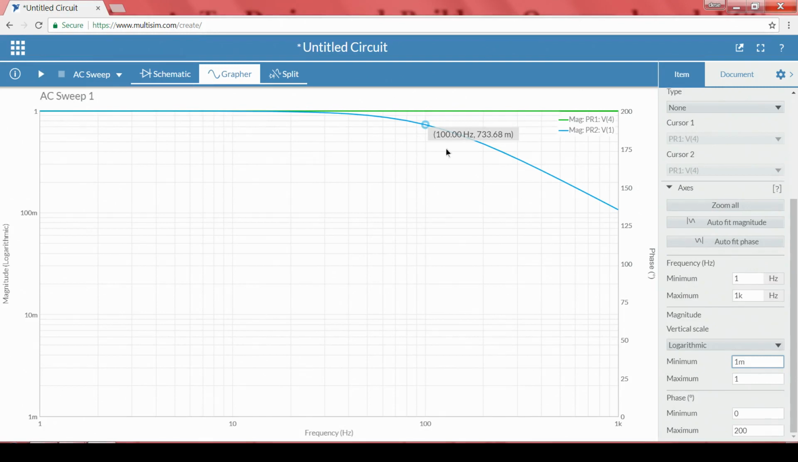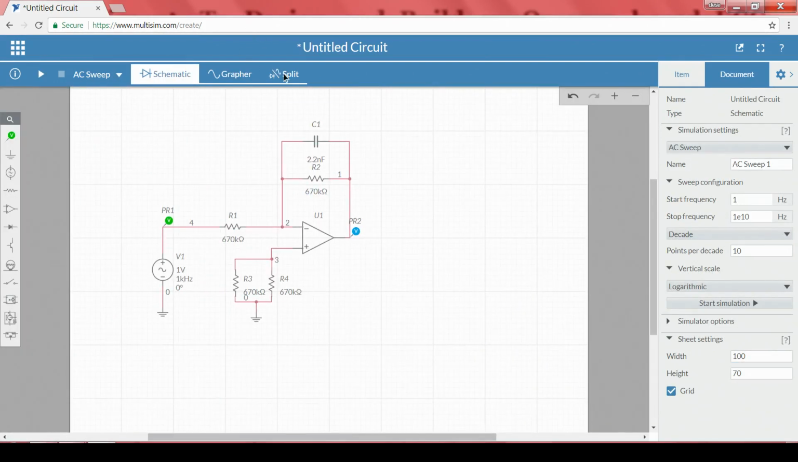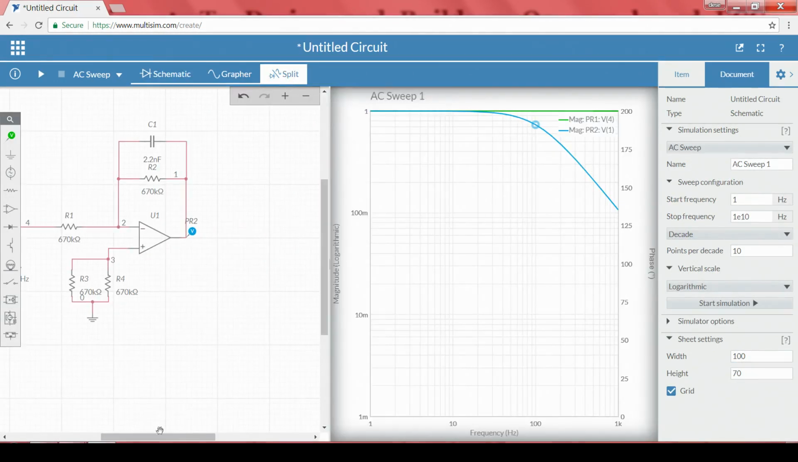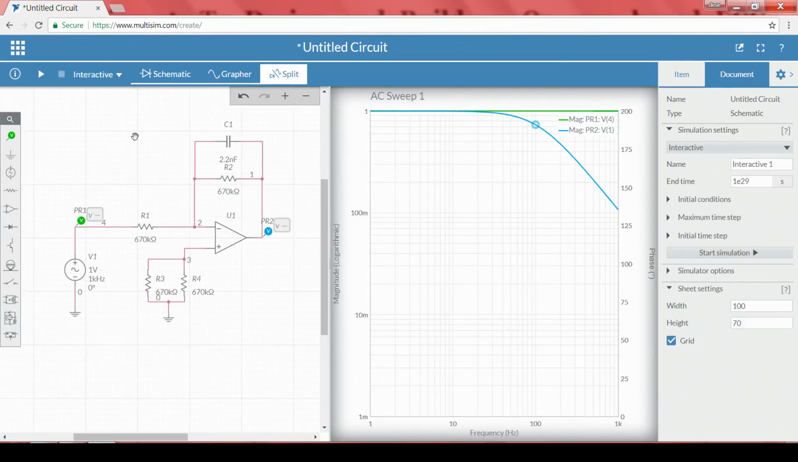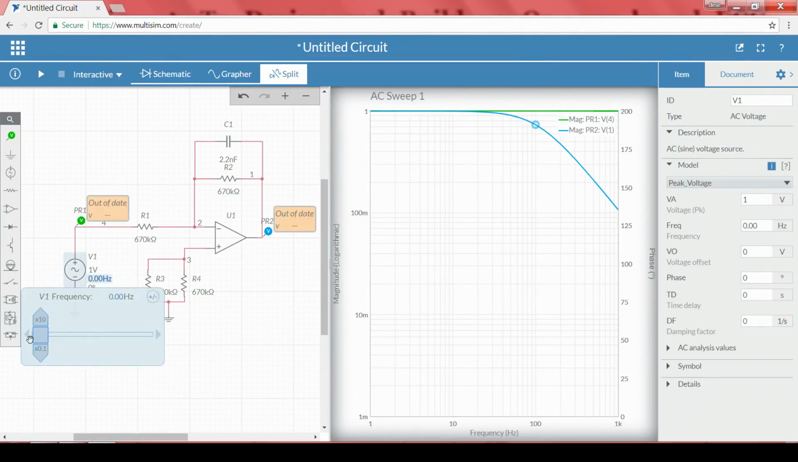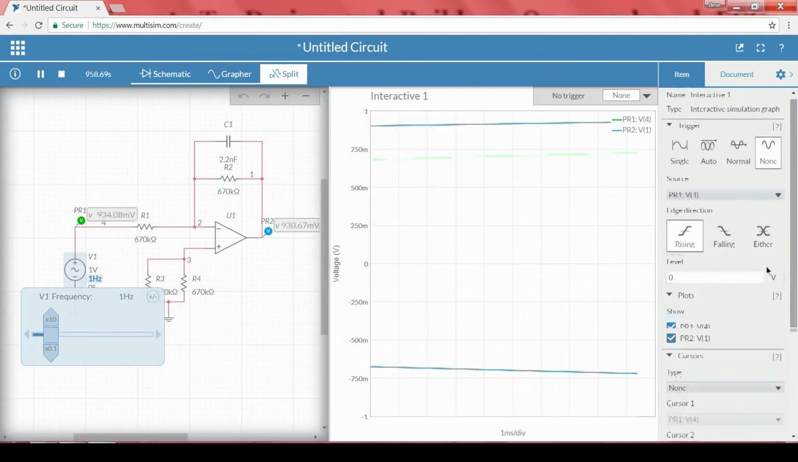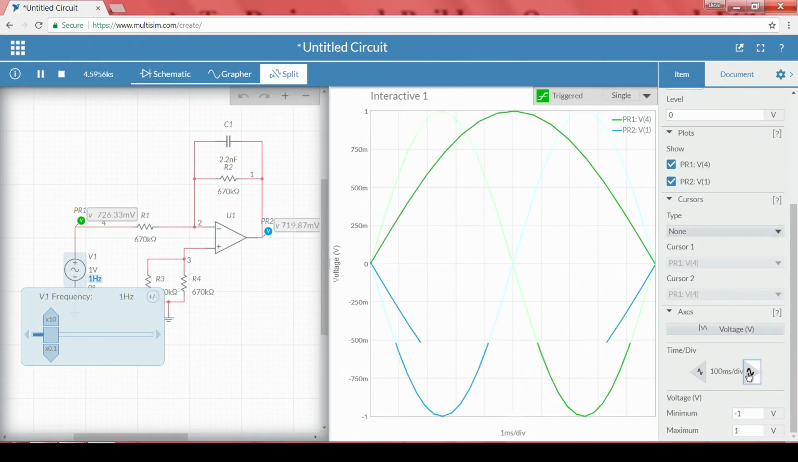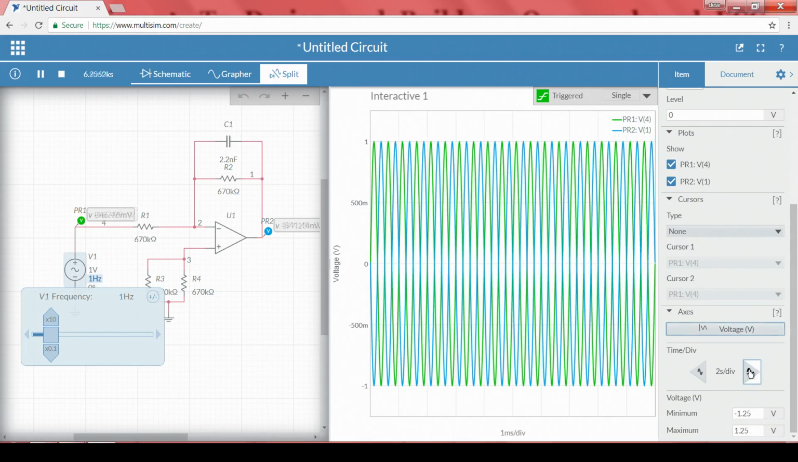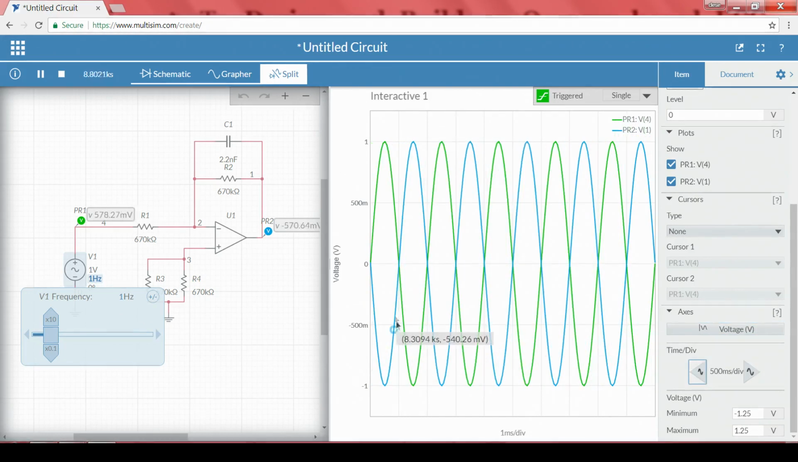Now, how do we understand the same thing when we are looking into a CRO? In order to understand, rather than going with AC sweep, I will go with interactive. So, starting from 1 hertz we will change and observe the input and output frequencies. I will increase the time division, so we can easily observe the phase difference. So, I will make it auto.